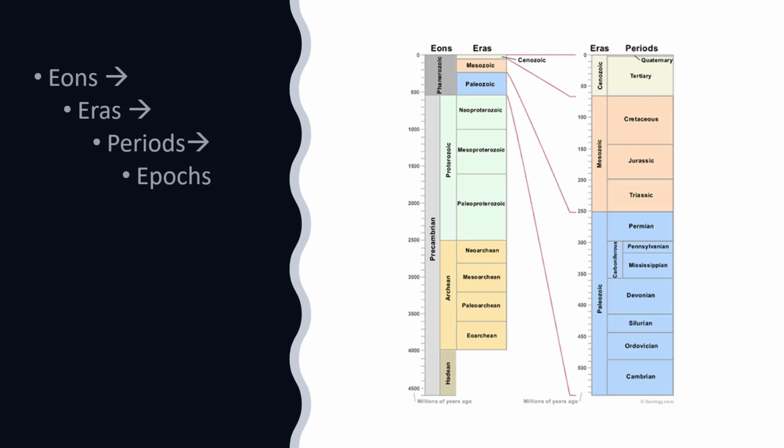So a good example of an epoch would be like the Pleistocene epoch, which occurred between like 30 million and 10 million years ago. And during the Pleistocene epoch in the Cenozoic era, the world was characterized by ice sheets in the northern hemisphere.